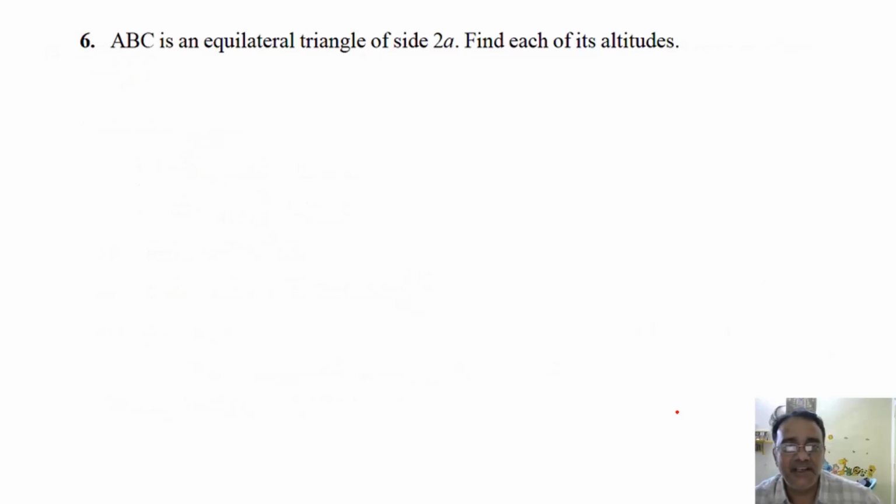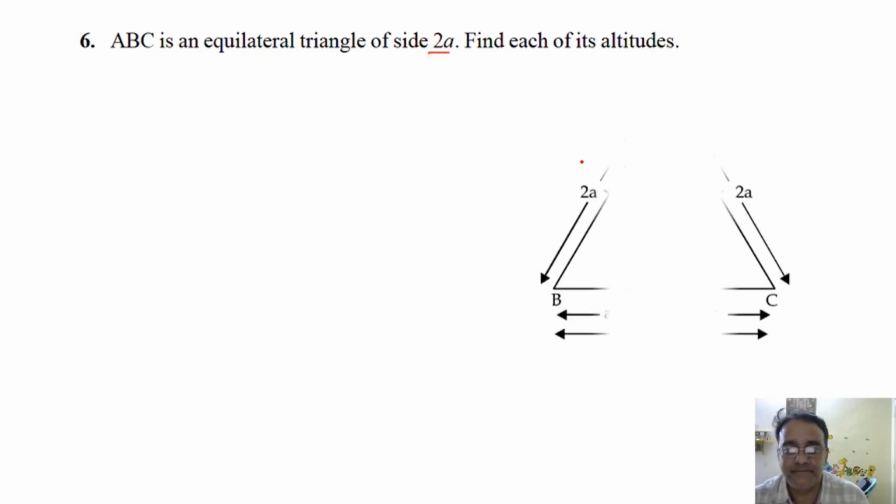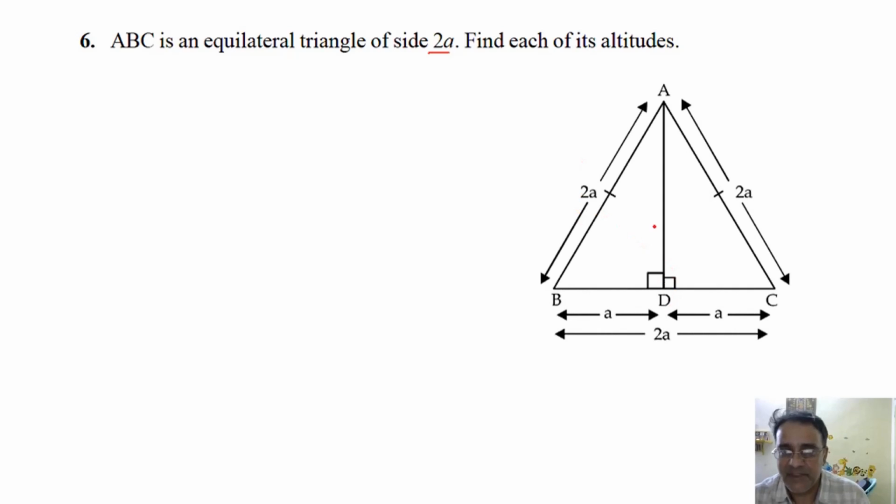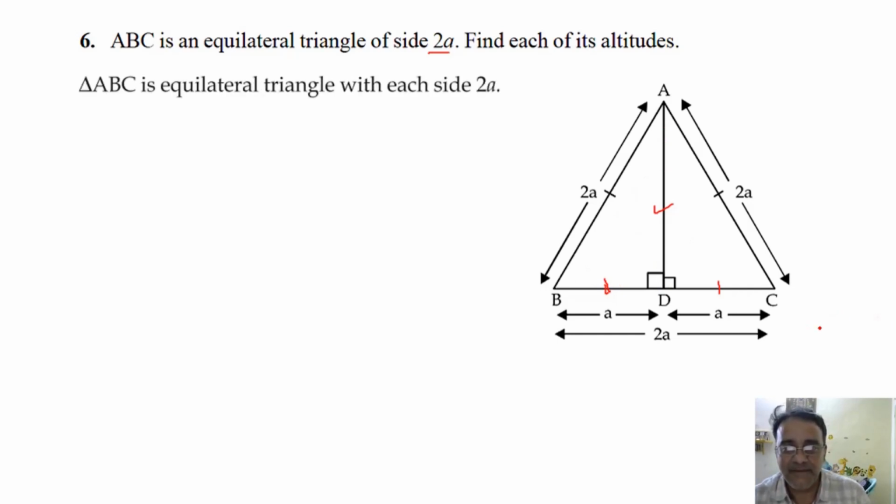ABC is an equilateral triangle of side 2A. Find each of its altitude. Right. Now in equilateral triangle, altitude bisects the base. So ये दोनों A हो जाएगा. Right? Altitude और median दोनों same होता है equilateral triangle में. So these two will be A, A. And what we have to find? Altitude. This AD we have to find. So we will take one triangle, any one triangle, and we will apply Pythagoras theorem. Okay?